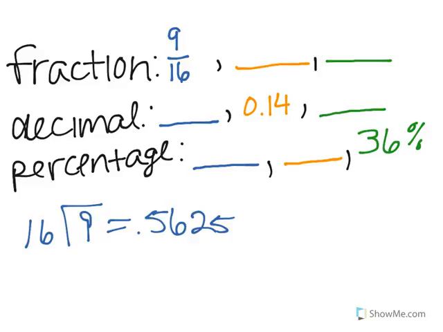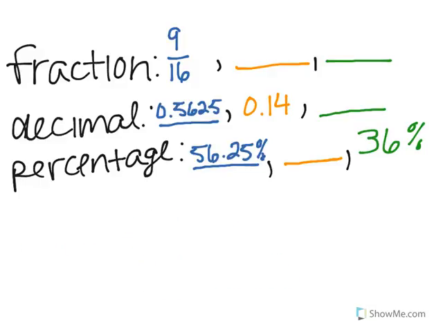And now if we want to go ahead and represent that as a percent, percent means a piece out of 100. So if we were to multiply this number by 100, you would essentially be moving the decimal point 2 places to the right, so you end up with 56.25%.